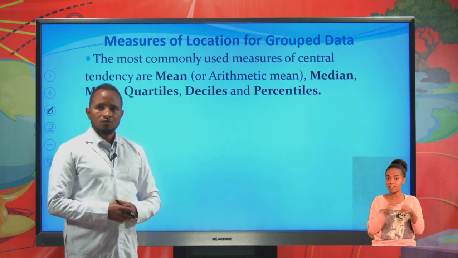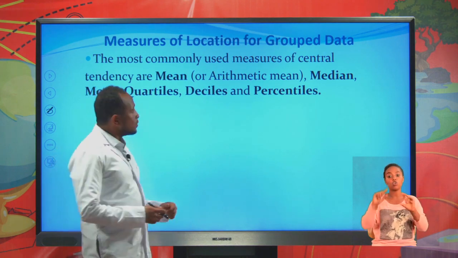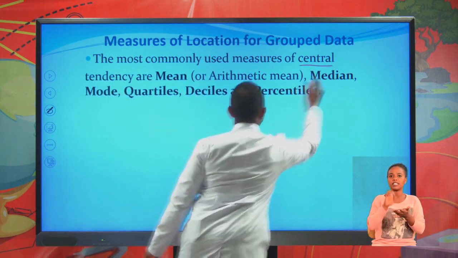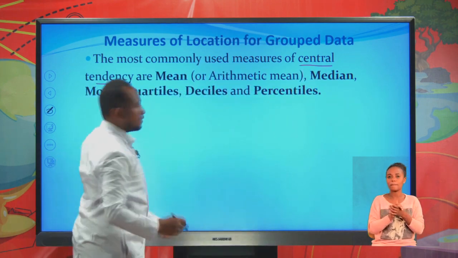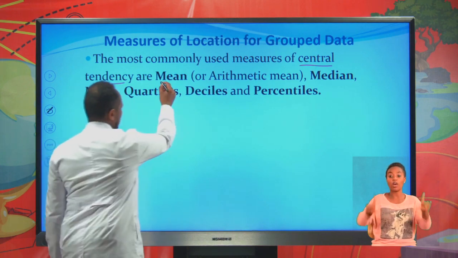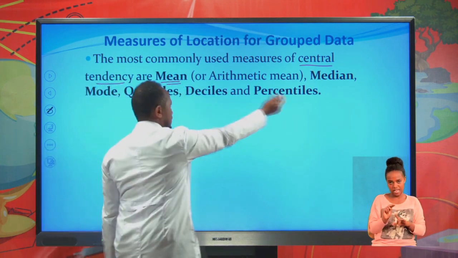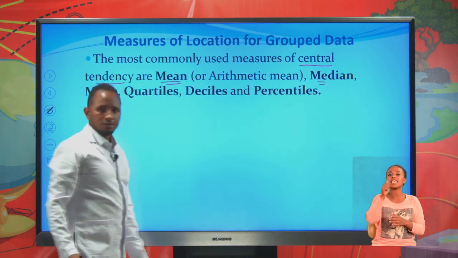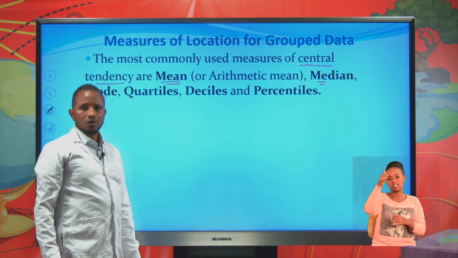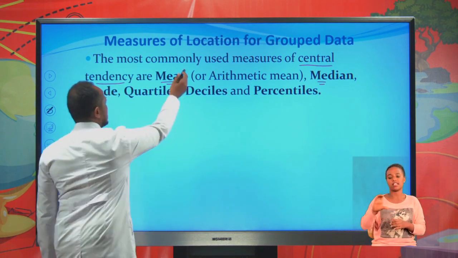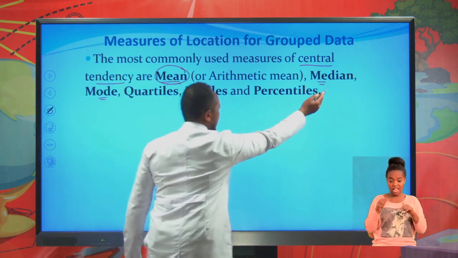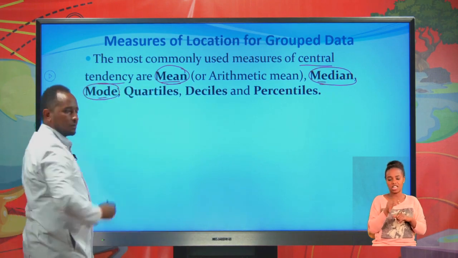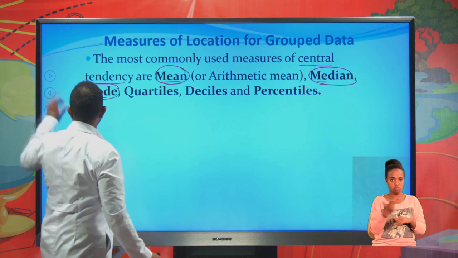Let's see first measures of location for group data. The most commonly used measures of central tendency, or measures of location, are mean, arithmetic mean, or median, mode, quartiles, deciles, and percentiles. So today we will focus on mean, median, and mode. So let's continue to the lesson.